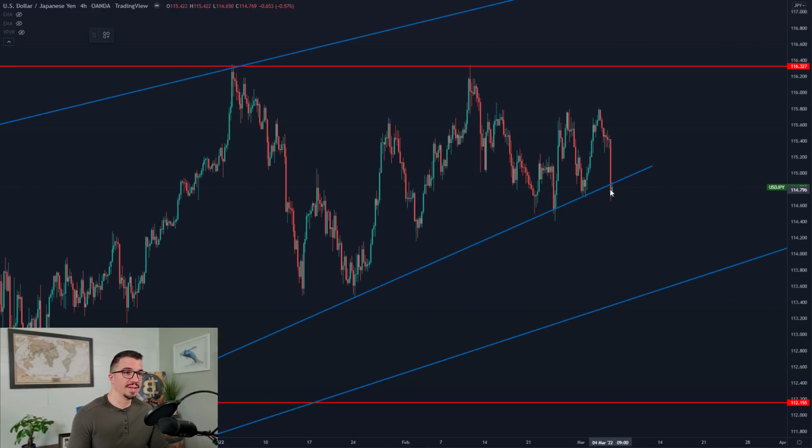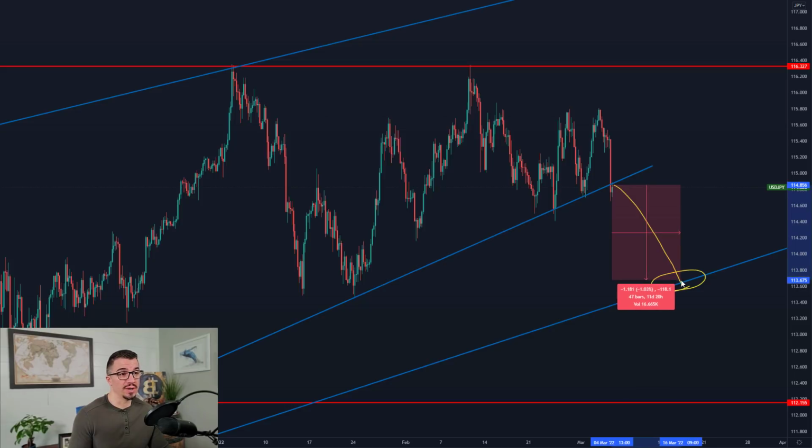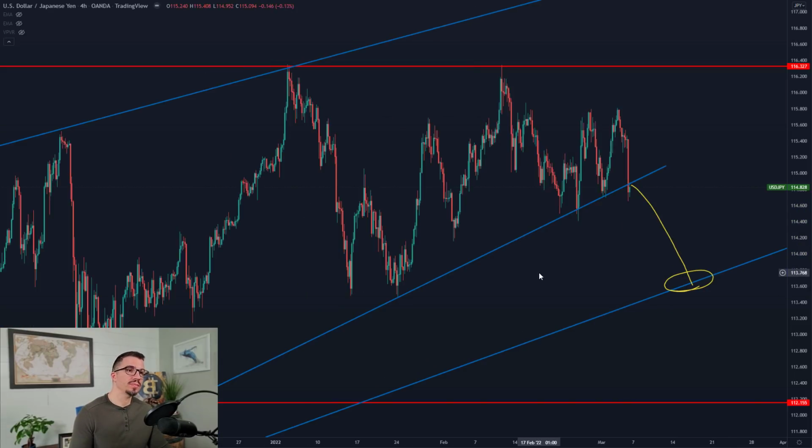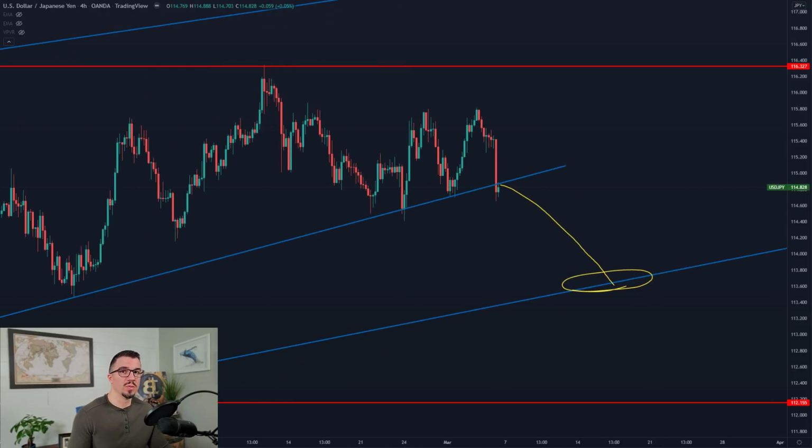So if it does, it could be a decent move down toward this trend line, let's say right around 113.50 or so. From where Friday closed down to this level, you're talking about maybe 120 pips or so. So it is a decent move, and again, the risk to reward ratio is pretty decent here as well. So 115 is going to be resistance. Support comes in down here around 113.50.